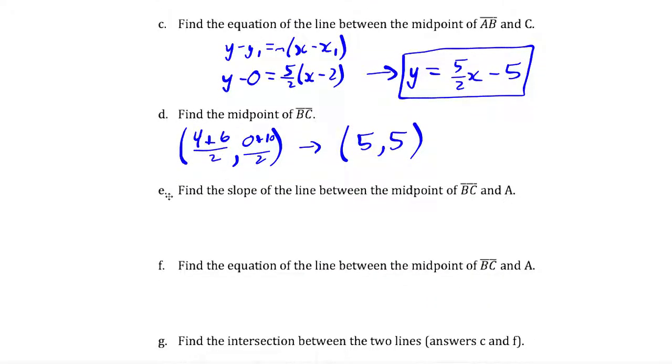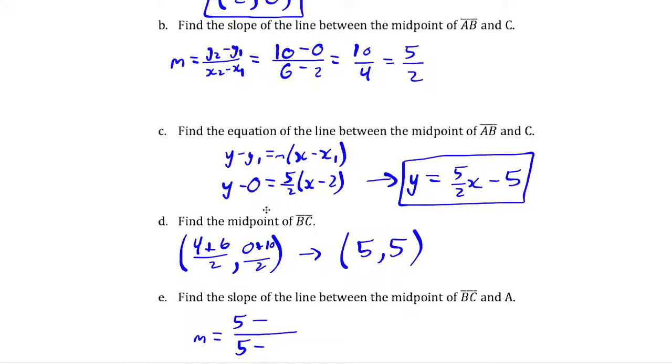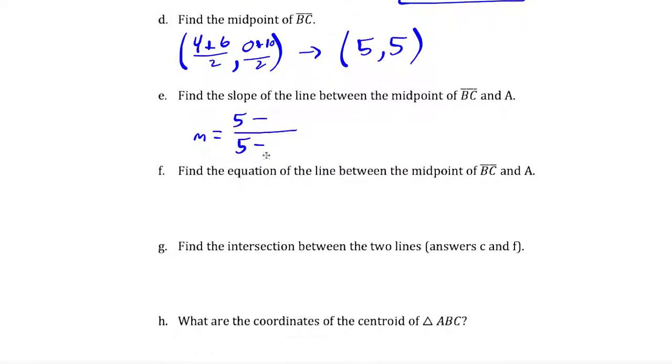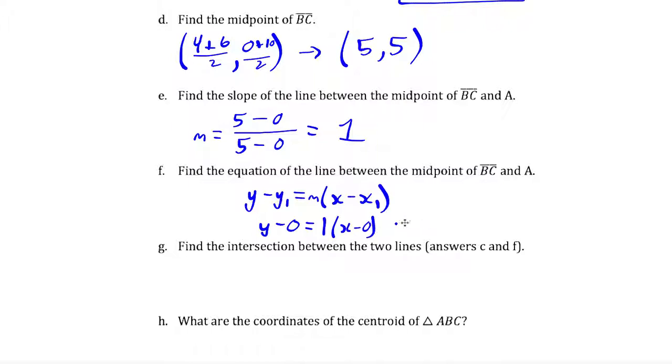If we want to find the slope between that midpoint, 5, 5, and A, it's going to be the difference of the y's, so 5 minus 0 over 5 minus 0, so that's nice because that's just going to equal 1. So the slope is equal to 1. And now, when I use this formula, I can use either point that I want, and so I'll actually use A, which is at 0, 0, that's going to make the work a little bit easier.